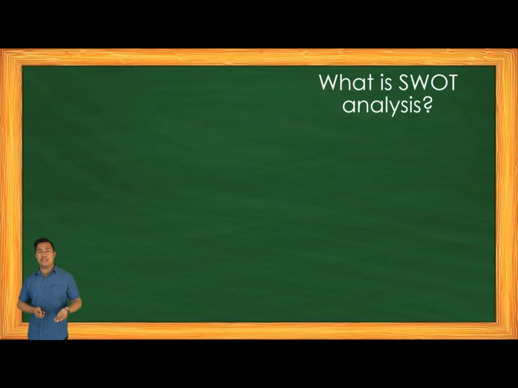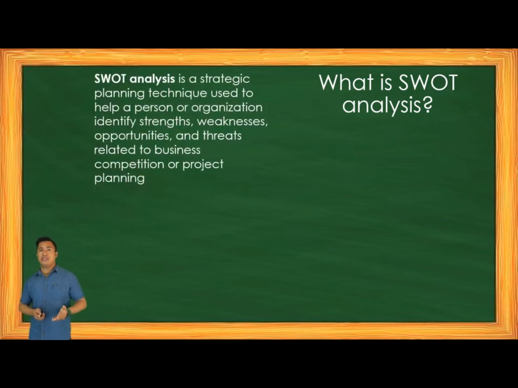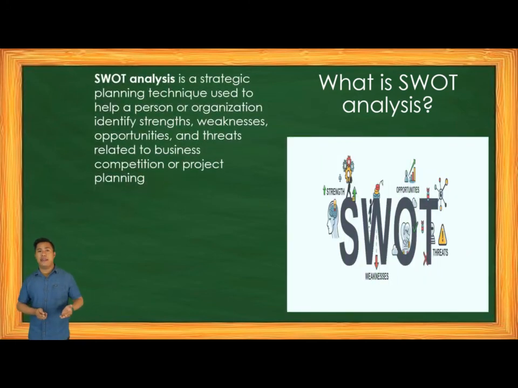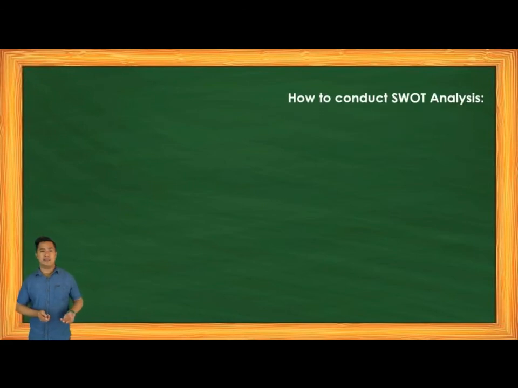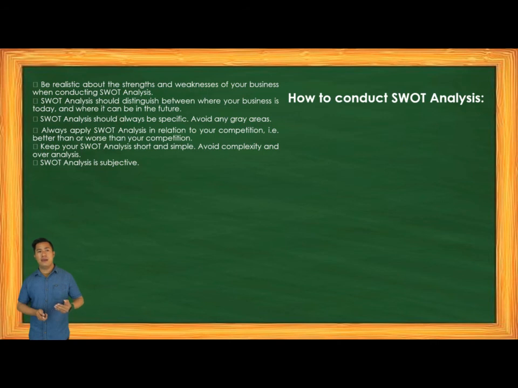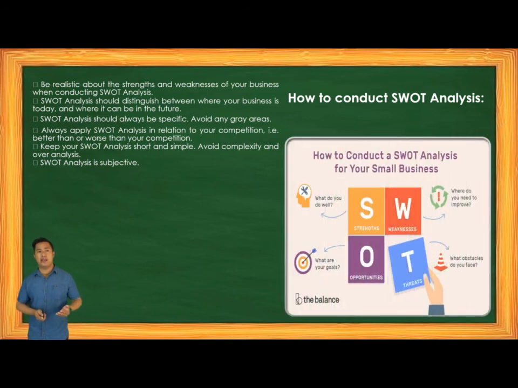What is SWOT analysis? SWOT analysis is a strategic planning technique used to help a person or organization identify their strengths, their weaknesses, opportunities, and the threats related to business, competition, or project planning. Well, how to conduct the SWOT analysis? You will have to be realistic about the strengths and weaknesses of your business when conducting SWOT analysis.